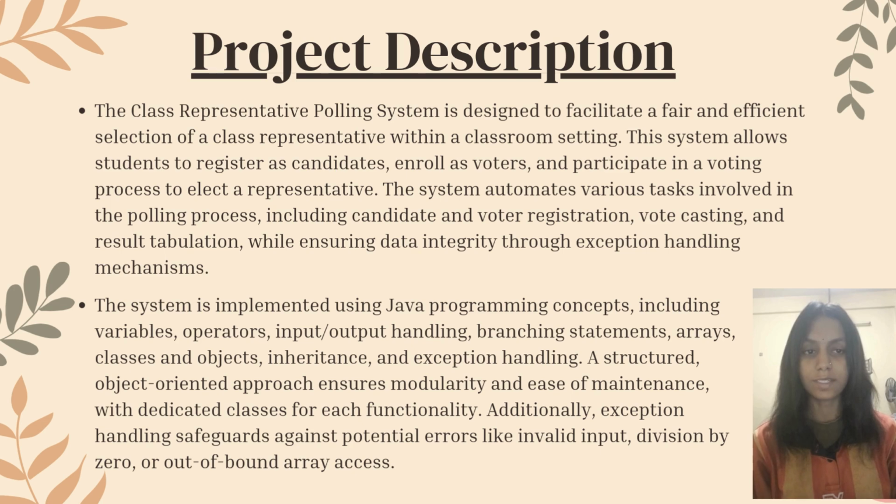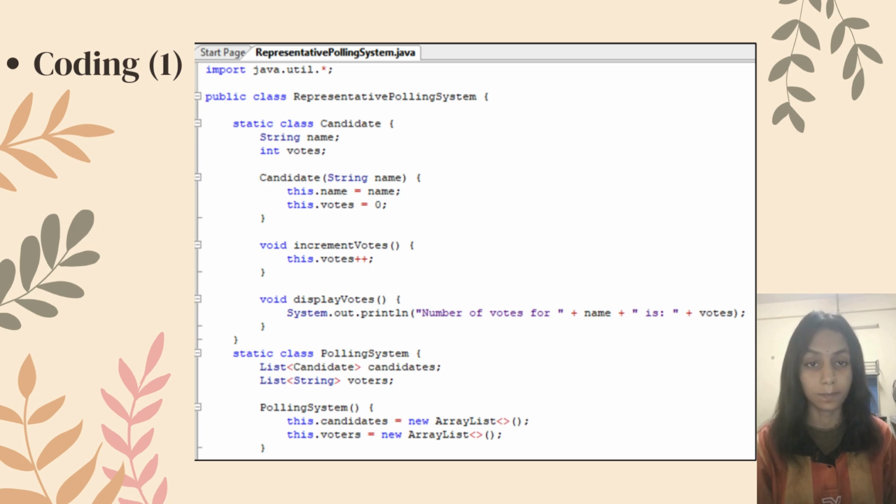And then the system is implemented using Java programming concepts, including variable, operator, input output handling, branching statement, array, classes and object inheritance, and exception handling. A structured object oriented approach ensures modularity and ease of maintenance with dedicated classes for each functionality. Additionally, exception handling safeguards against potential errors like invalid input, division by zero, or out of bound array access. Okay, now I want to explain the coding.